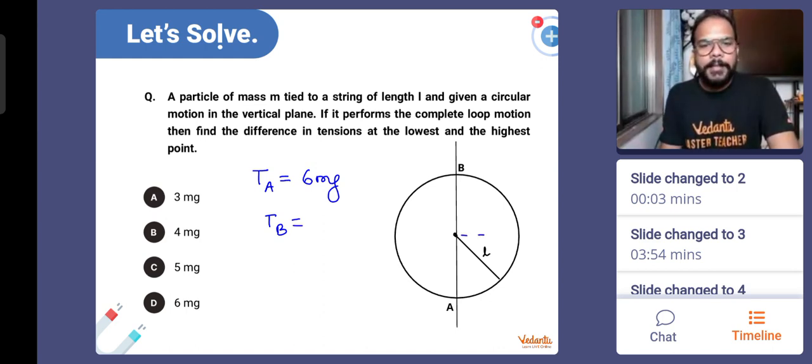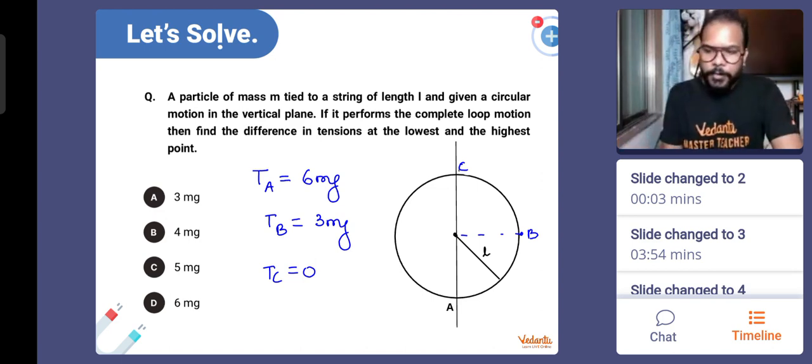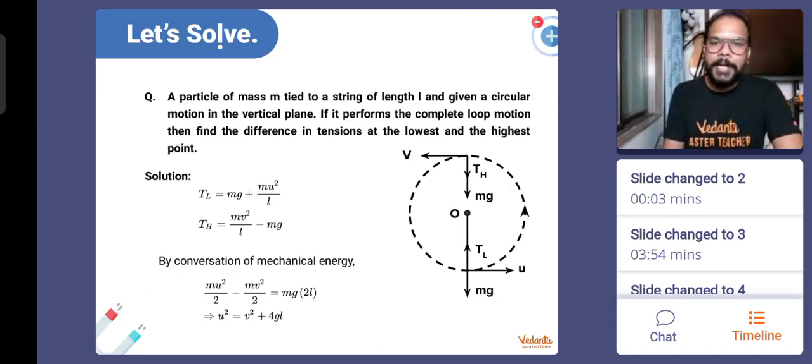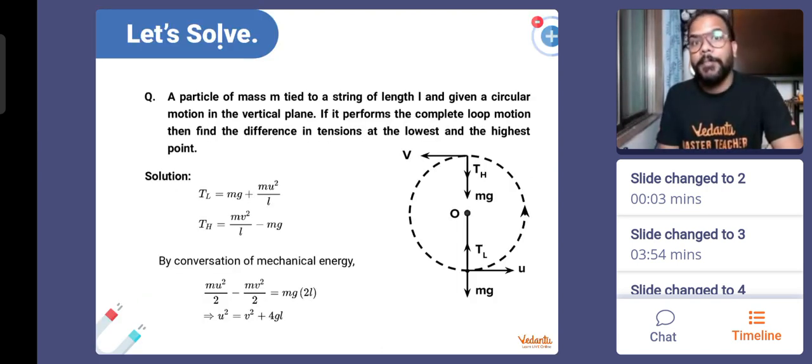I'll call this point B, and this point C. So tension at B is 3 mg, and tension at C was 0. This was the minimum case. So what is the gap between tension at A and C? You can see this directly. Right, everyone? The gap is 6 mg, and the answer is 6 mg. No doubt about that. We know this already by the minimum velocity case. But let's talk about a generic case when the velocity at A is not the minimum velocity you want to throw it with.